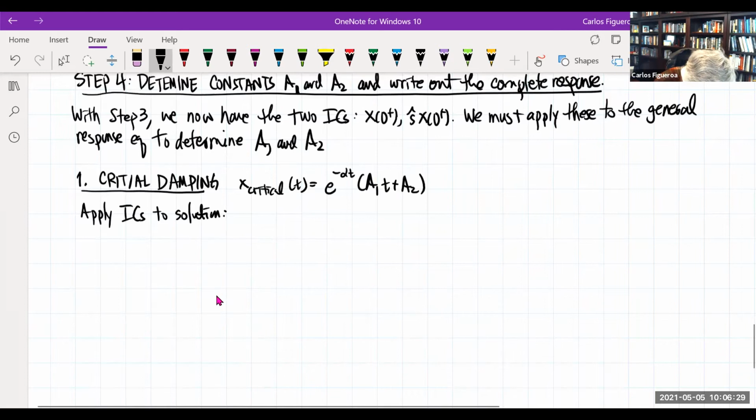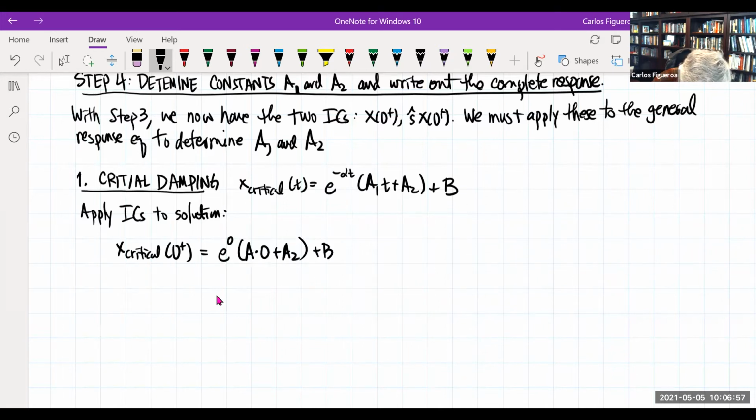Then here I go. So then I'm going to just say, okay, for critical at 0 plus, I look at the solution here, and you could see here that I'm going to get what? Oh, by the way, there's also my constant b. I can't forget about my constant b. Whew, that was close. So then that means this guy is then going to be e to the 0 times a times 0 plus a2 plus b. So then, of course, this has to be a2 plus b.